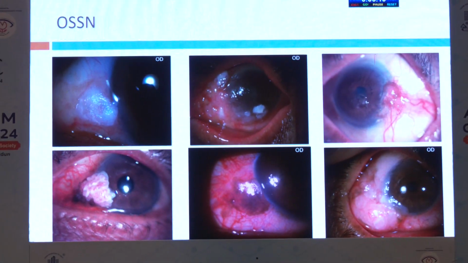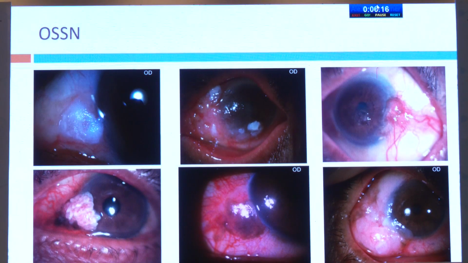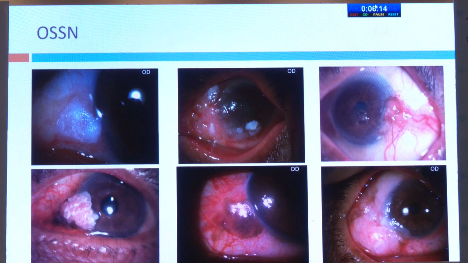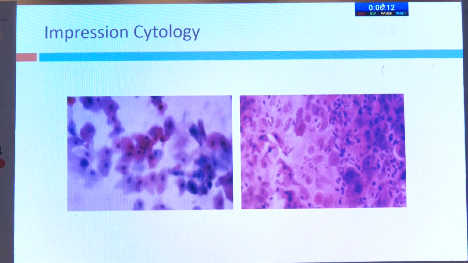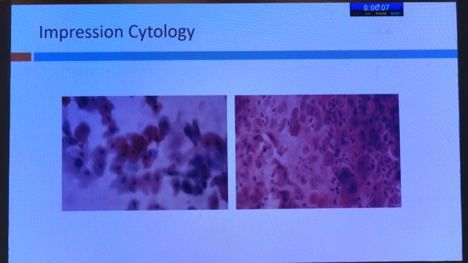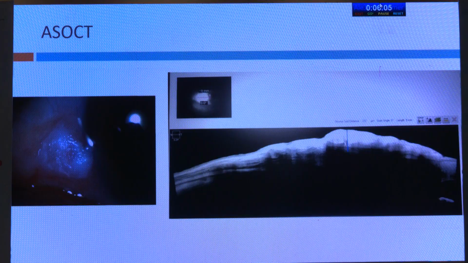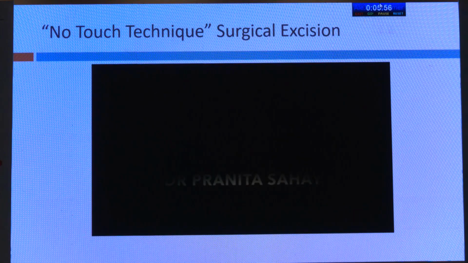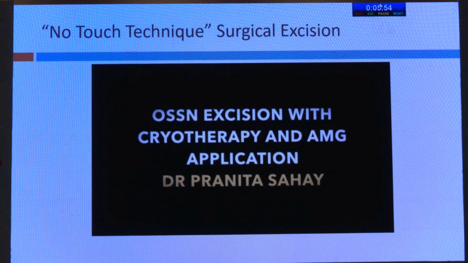I'll be talking about the topic OSSN chemotherapy, the way to go. As we all know, OSSN comes in different shapes and sizes. There are different morphological appearances, from diffuse plaque-like, nodular, pigmented, to invasive versions. The investigation of choice always remains impression cytology, and it tells us about the nature of the cells and helps us to identify OSSN. However, with the advent of the ASOCT and the findings described in literature, it is one of the non-invasive tools with which we can also identify OSSN.